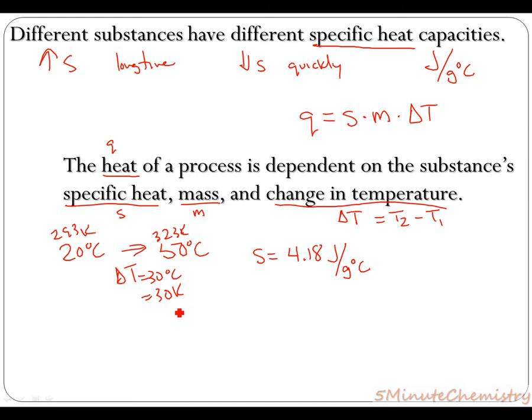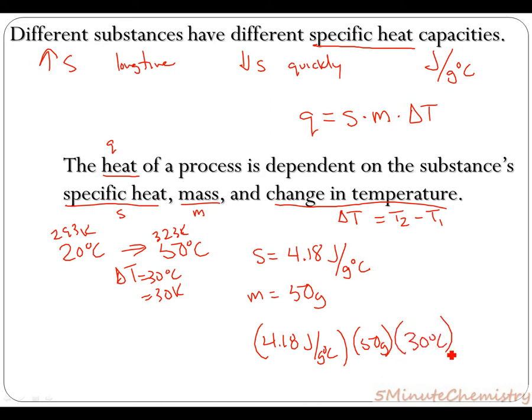Now, the thing that is missing here is the mass. I know the delta T, I know the S. Let's say that my mass is 50 grams of water. So I can plug everything into this Q equals S m delta T equation, and I will see 4.18 joules per gram degree C multiplied by my mass, 50 grams, and multiplied by the change in temperature, 30 degrees Celsius. Now, note, grams cancel grams, degrees C cancels with degrees C, and I will be left with joules, which is Q, the heat energy.